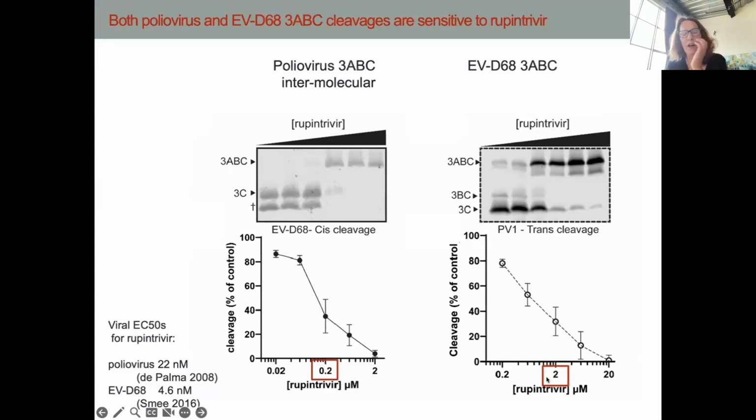Does this correlate with the EC50 for the virus? Well, the intermolecular reaction of poliovirus is inhibited at pretty low concentration, and you can see that that corresponds to a viral inhibition of 22 nanomolar. This is 10-fold worse at inhibiting the biochemical reaction, but it's got a better EC50 for the virus. These assays were done by different people in different labs, but we're wondering if maybe what we should be optimizing is the intramolecular cleavage, to choose variant proteases like this that have intramolecular cleavages and optimize that reaction.